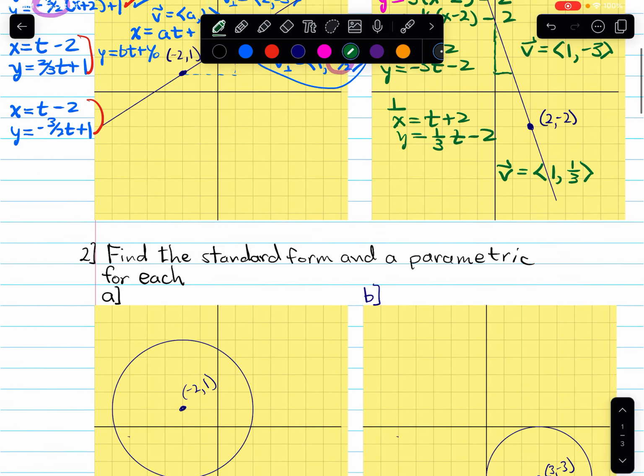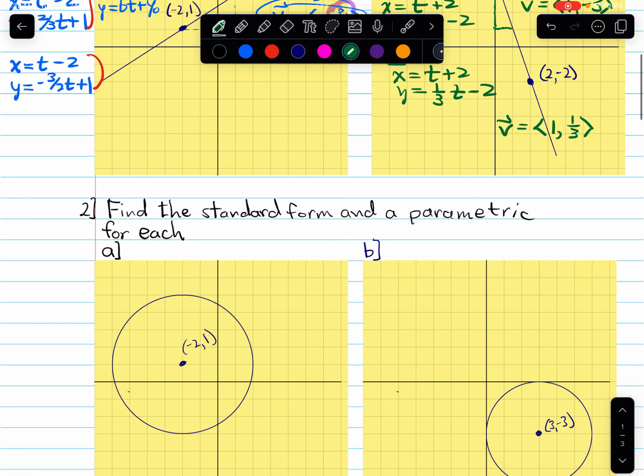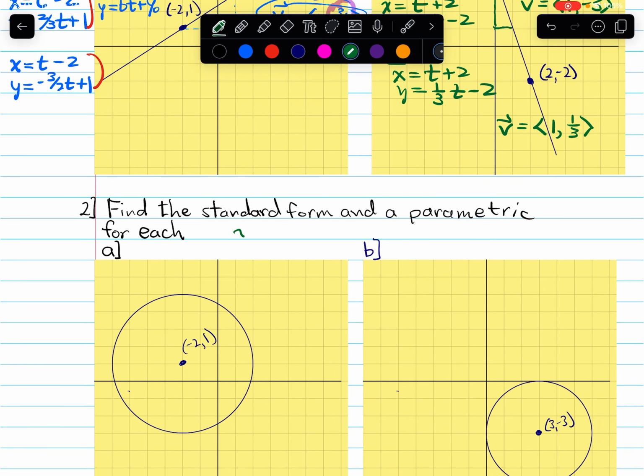Then we move on to circles. With the circle, remember, we have a standard form, which is x minus h squared plus y minus k squared equals r squared. And for the parametric, it would be x equals r cosine t plus h, and y equals r sine t plus k.